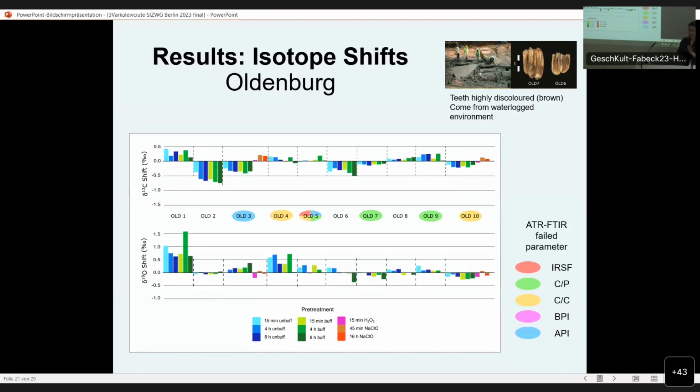And lastly, the Oldenburg, the waterlogged brown teeth. And again, this is arguably the most diagenetically altered group of samples based on FTIR. But there's still such a huge variation, and there's really no reason that we can think of.